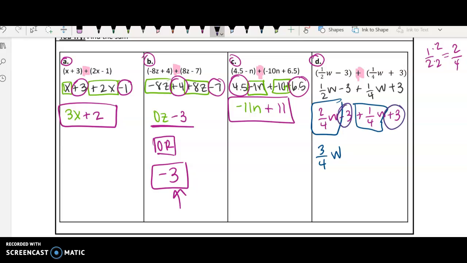Negative 3 plus 3. Negative team has 3. Positive team has 3. Nobody's winning. You can write plus 0, or you can write it as just 3/4 w. I think Big Ideas wants that one.